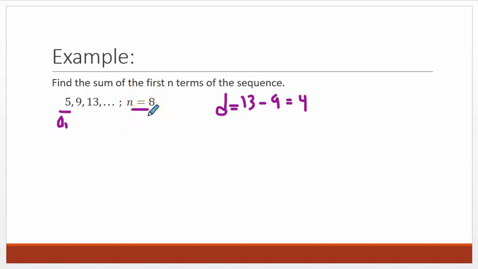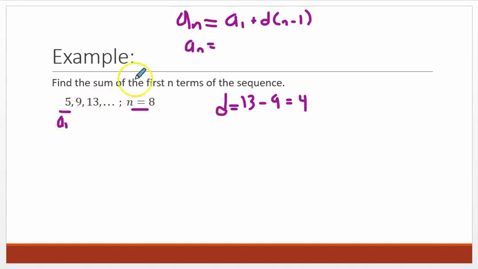So again, I want you to use the formula for now, not just write out the terms and add them up. So the formula for the explicit rule of an arithmetic sequence is a sub n is equal to a sub 1 plus d times n minus 1. Well, if I plug in the terms I know, a sub n in this case is going to stay as a sub n.